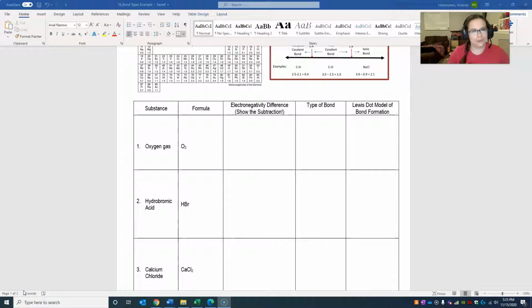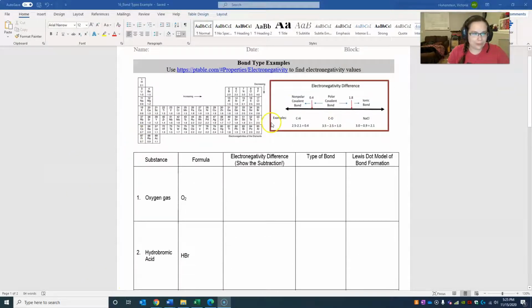I wanted you to do those 10. So I have 3 different molecules here, but I'm going to go through the same process that you will be going through with the 10 on your page. Let's look at what we've got here. It gives you a website to go to find electronegativity values. It has this box showing electronegativity differences and different types of bonds, and it gives you different molecules. So let's go through the first couple problems.